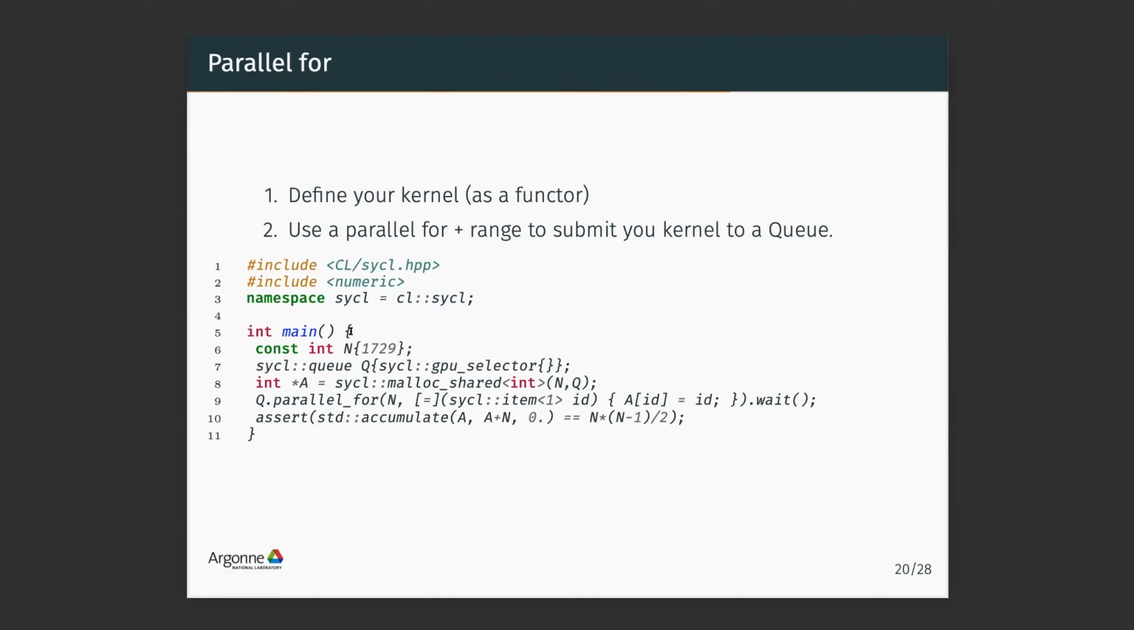Okay, so now we know how to allocate memory. We are good. We just need to understand how to execute a kernel, and this one, for the people who followed the Kokkos talk this morning, is really similar. They really took the same approach as Kokkos because it was a good one. You just need to define your kernel as a functor.